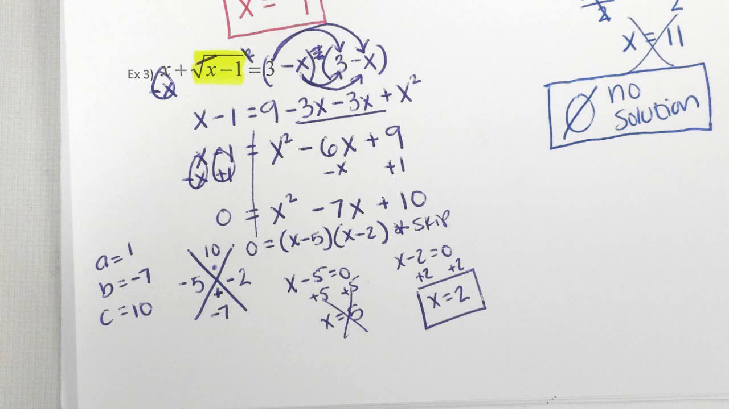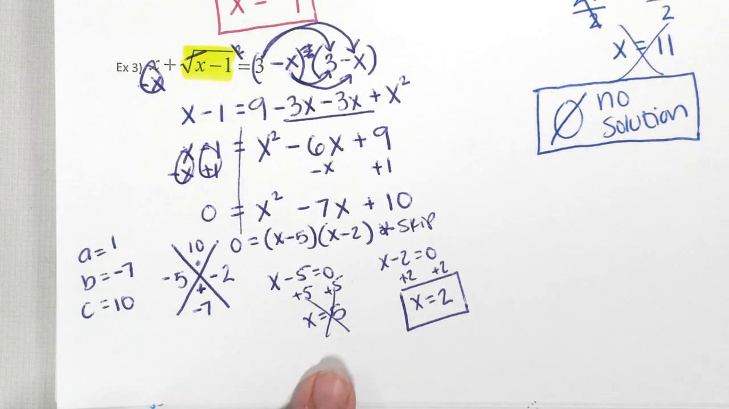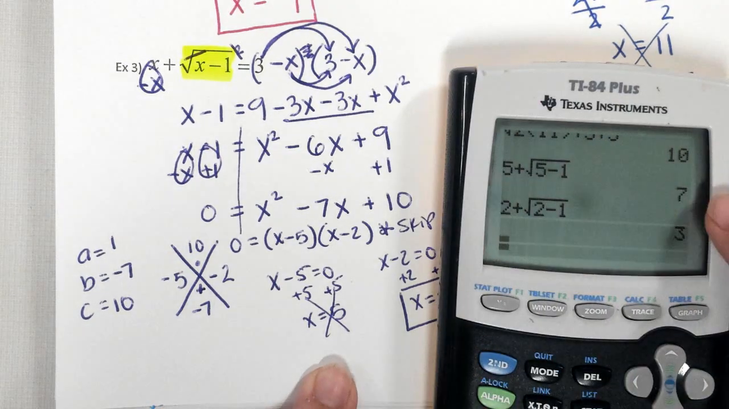Any questions with that? Would we still put in like x equals 2 and then have like 5 in parentheses next to it? No, I'm not worried about it. Why didn't the x equals 5 work? Because when we plugged it in, it equaled 7 and not 3.